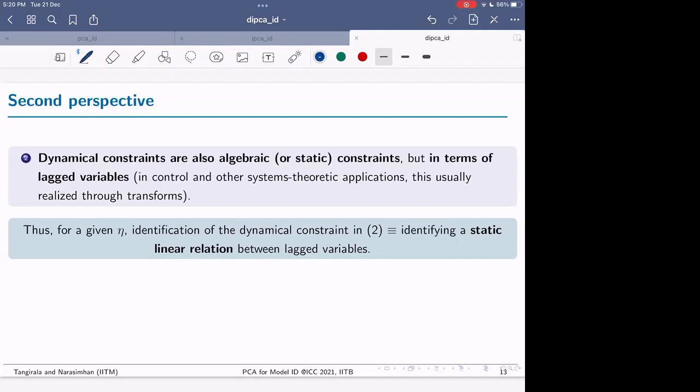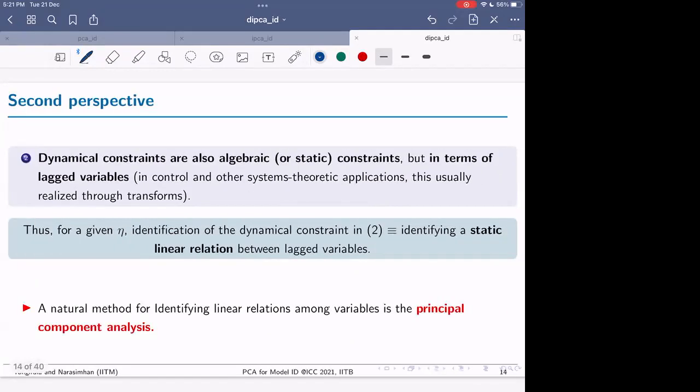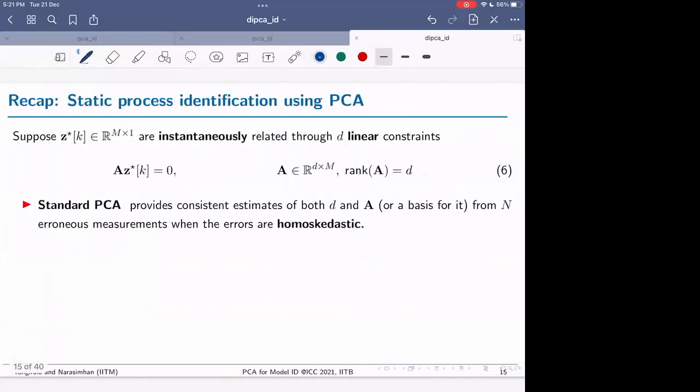So we have now boiled it down to the problem that we have already solved in yesterday's and this morning's talk. The difference between yesterday evening's talk 2 and talk 3 is the homoscedastic versus heteroscedastic case. But in both cases, we have talked of steady state identification. And now hopefully it is clear why we have progressively arranged the talks in this fashion. So the natural method for identifying linear relations among variables in the EIV case is PCA.